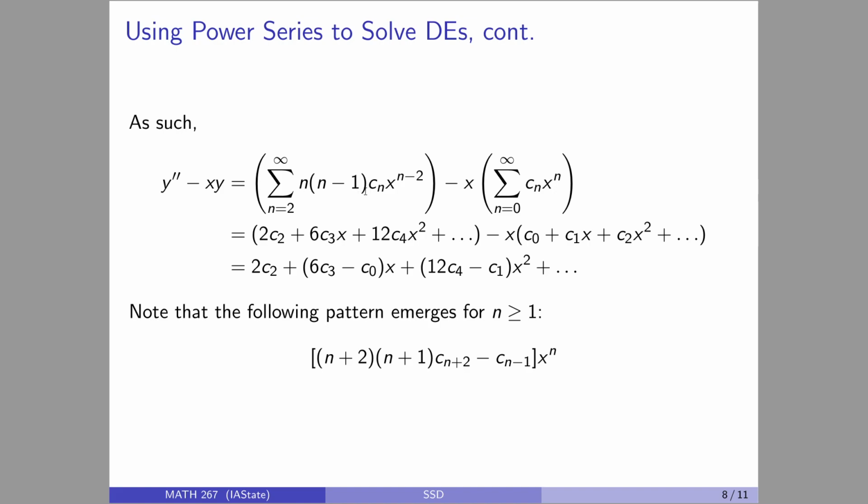Note that I've shifted it to make it match. And it'll be subtracting c_{n-1}, where x to the n is right there. So how did I get this particular formula right here? Well, I looked at the pattern.